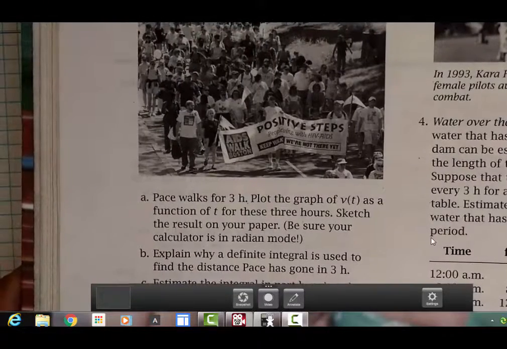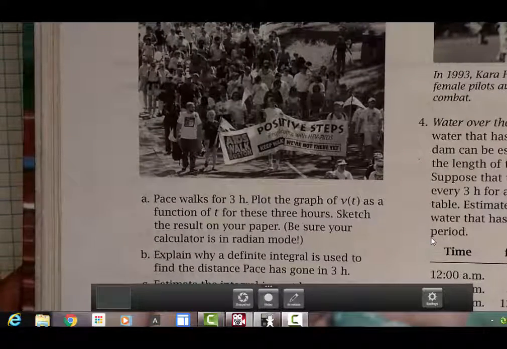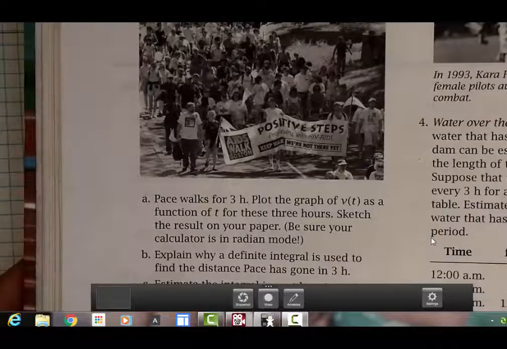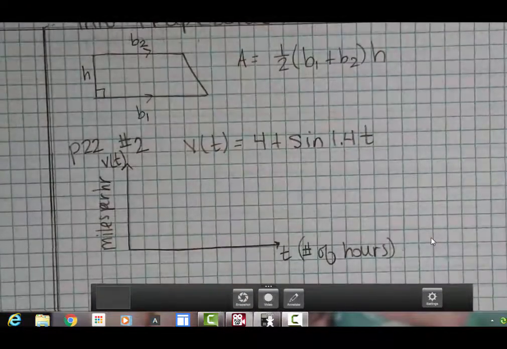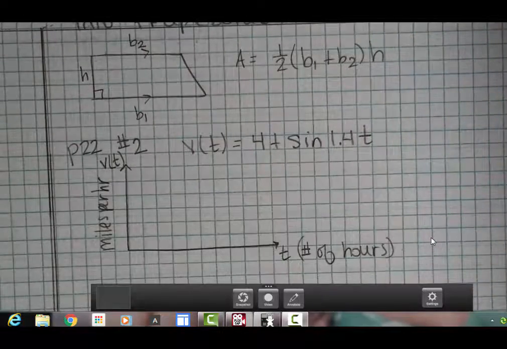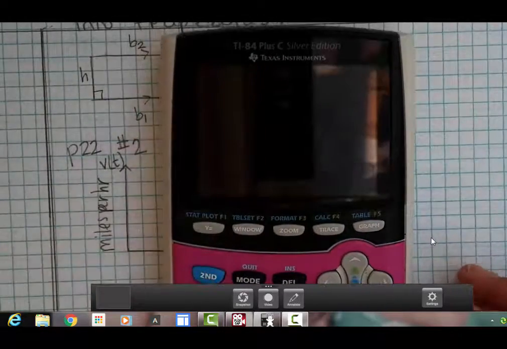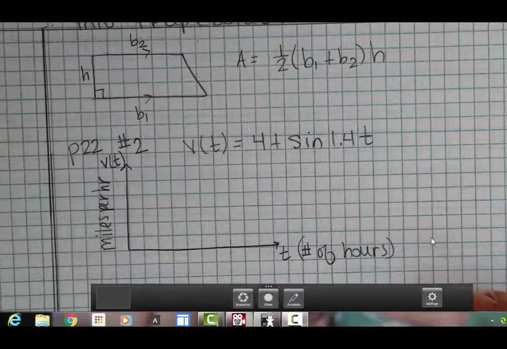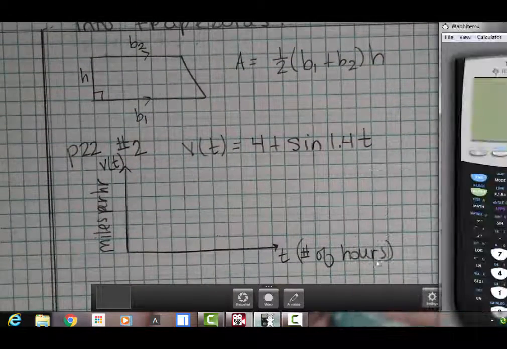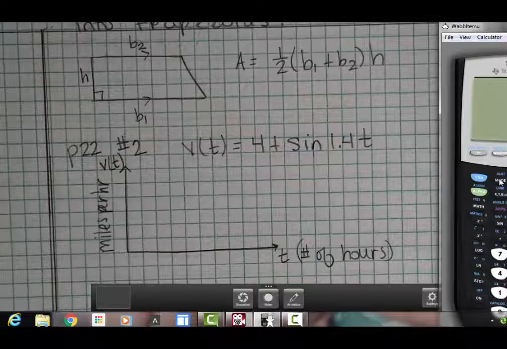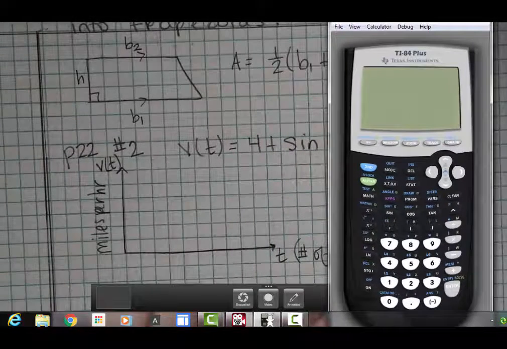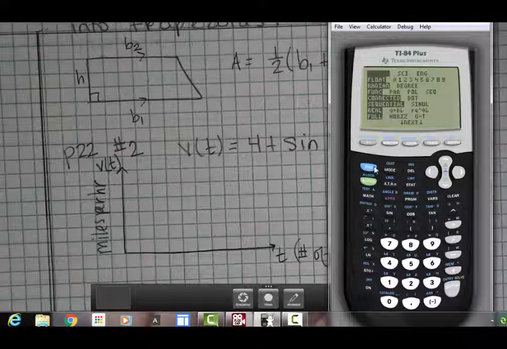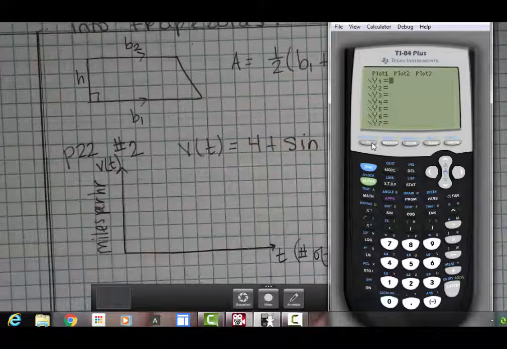So for A, Pace walks 3 hours. Plot the graph of v of t as a function of t for these 3 hours. Sketch the result on your paper, and be sure your calculator is in radian mode. All right, so let's look at that. Now I'm noticing this isn't working out so well, so I'm going to move this over here. I'm already in radian mode, that's awesome. So now I'm going to graph it.